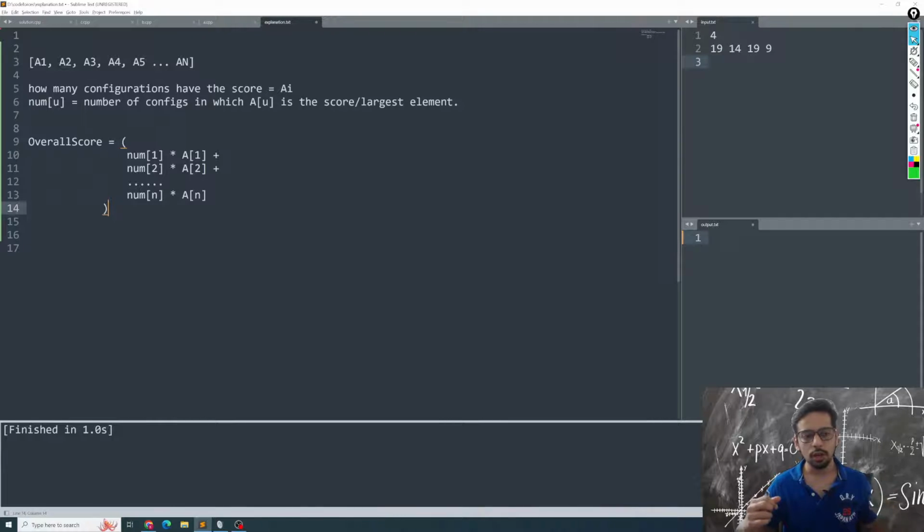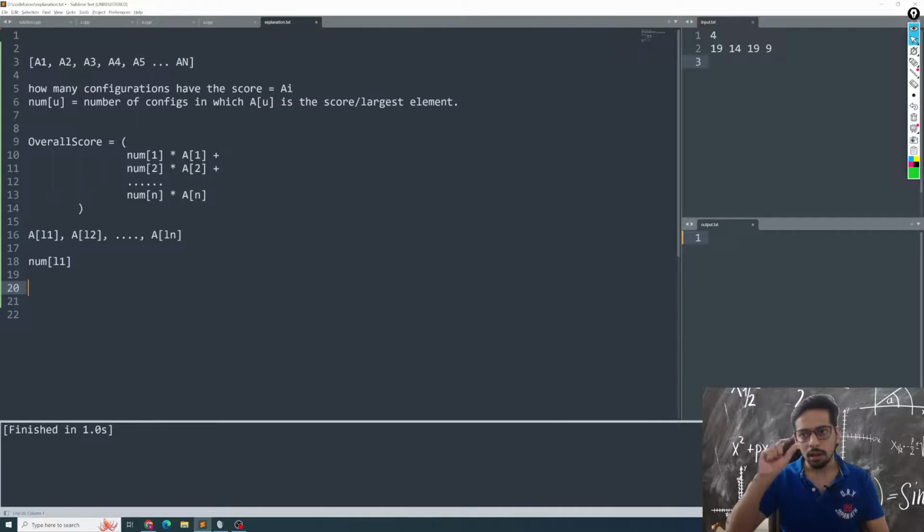So what I'll do is I'll start off with the largest element in this array. Let's say the largest element is at index L1 and is A of L1. Let's say the second largest element in this array is A of L2 at index L2. And the smallest element is A of Ln. Let's try to find num of L1. Can we do that? Of course we can do it.